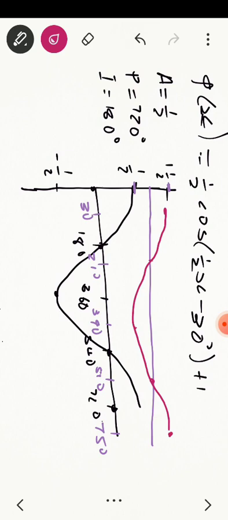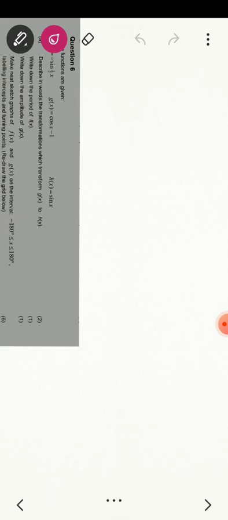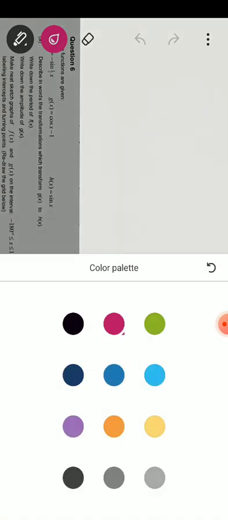This is a shifted cosine function of half cos half x minus 30 degrees plus a 1. Remember, this is not drawn to scale, so we won't be having it on scale, unfortunately. Okay, moving on, we are going to be treating questions based on the sine and cosine functions.